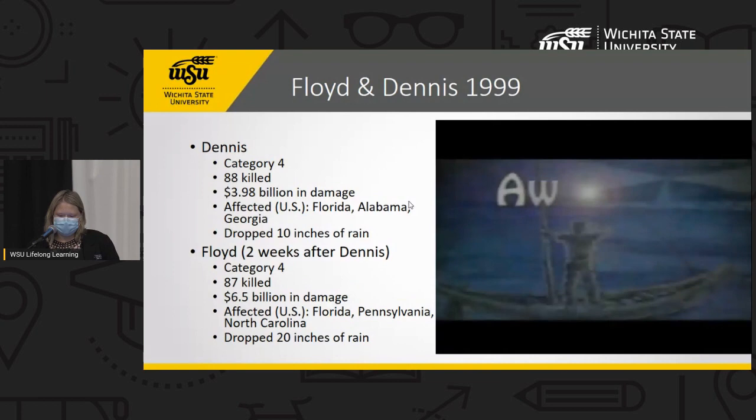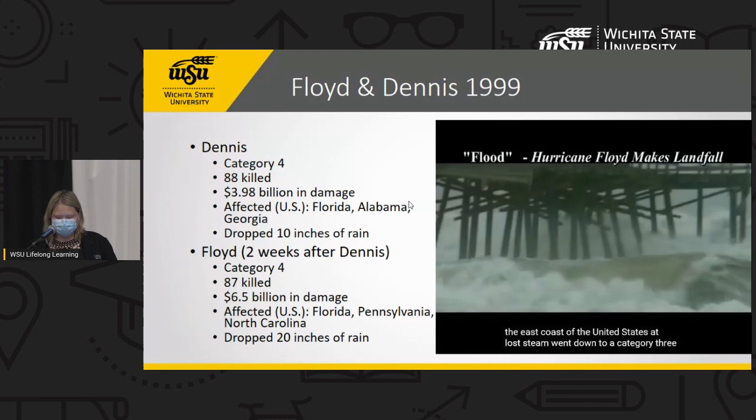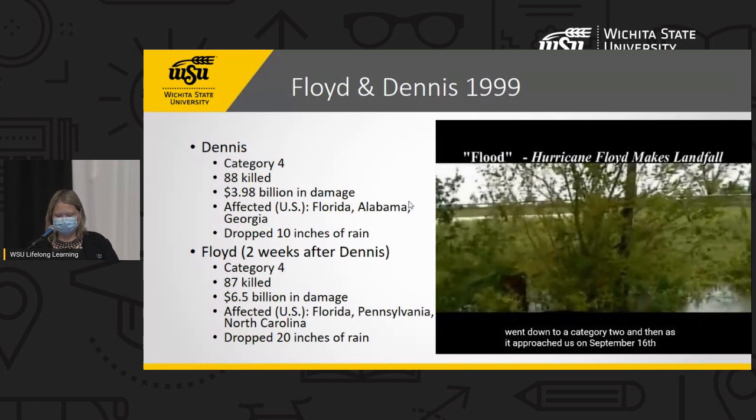As Floyd moved on past the Bahamas and initially moved toward Florida and then turned and began to move northward up the east coast of the United States, it lost steam, went down to a Category 3, went down to a Category 2. And then as it approached us on September 16th in 1999, it approached us from the south.